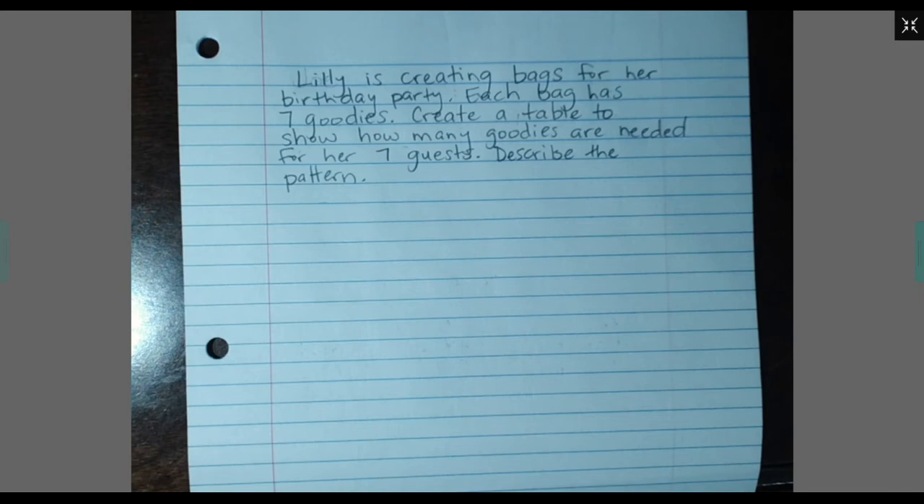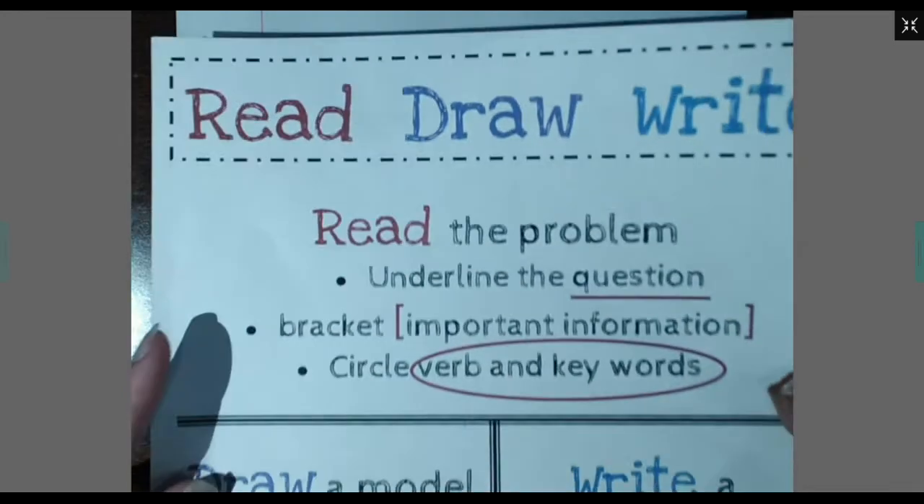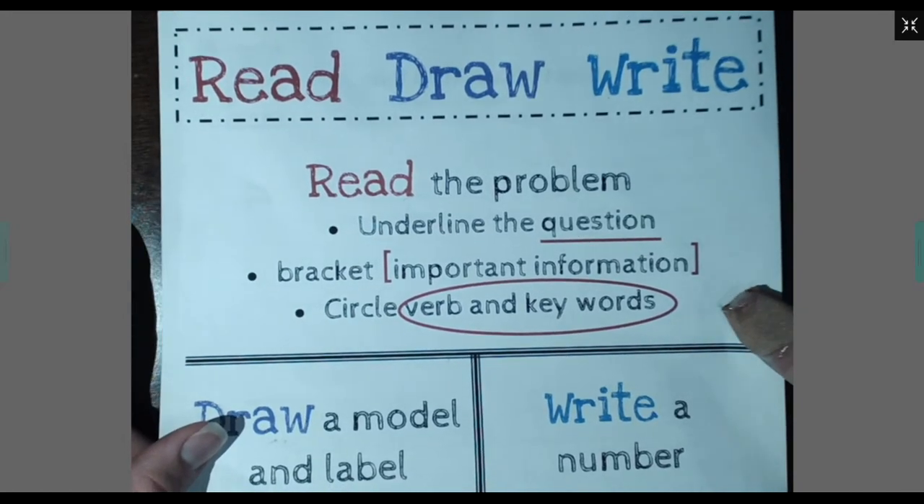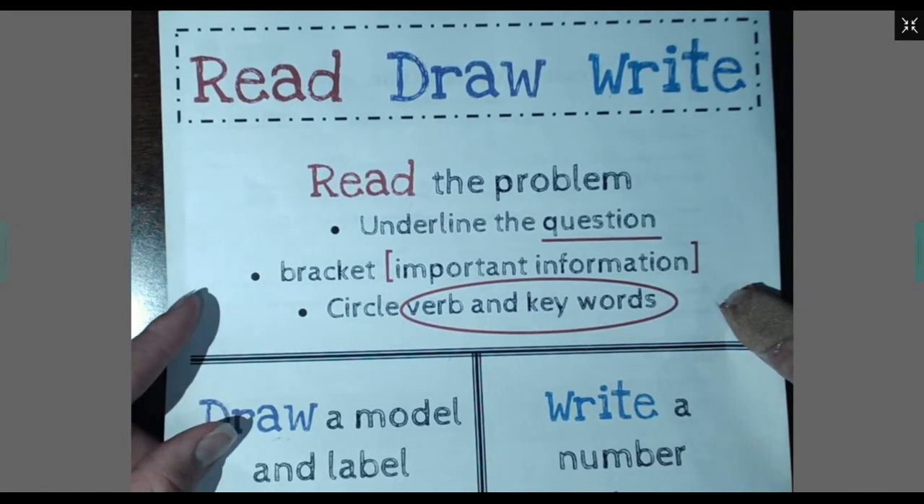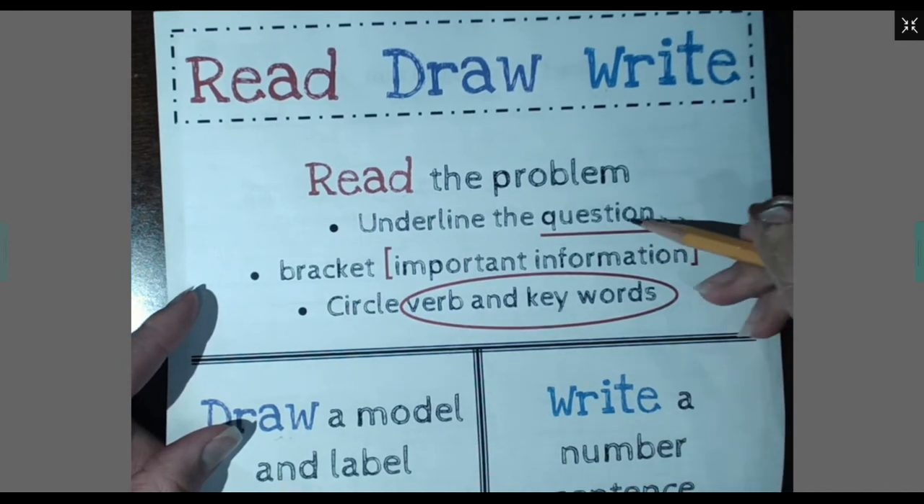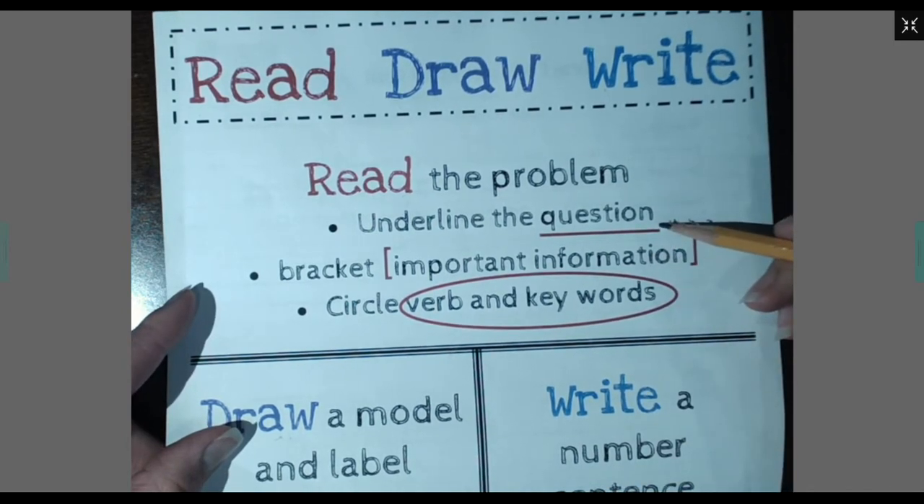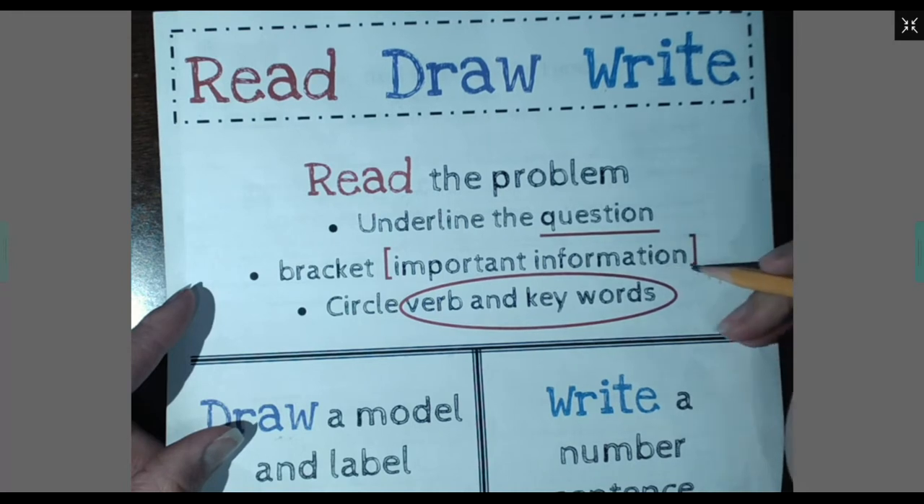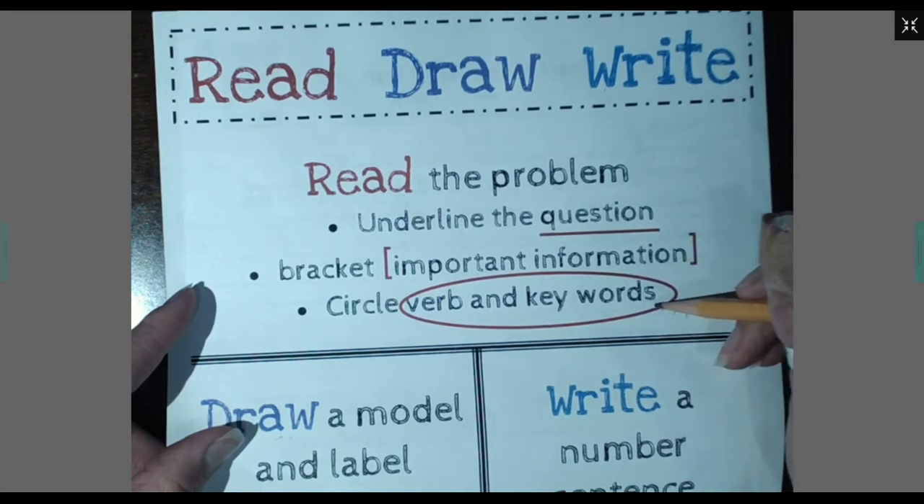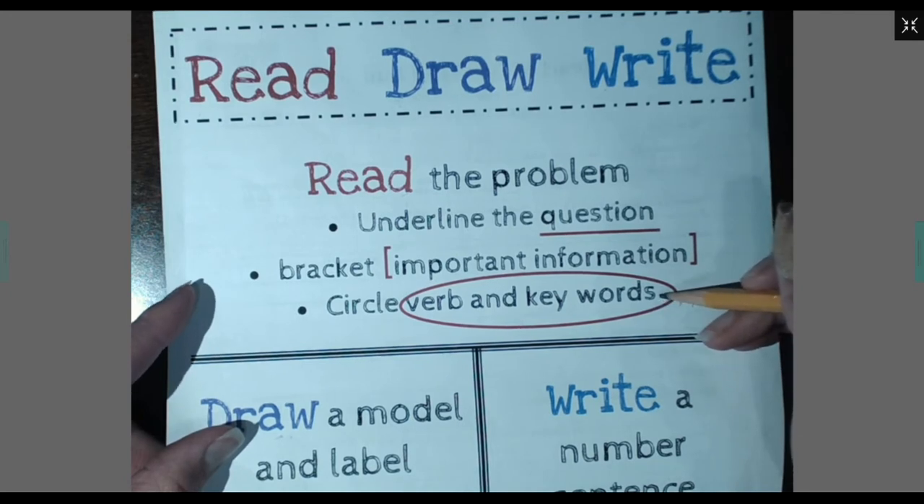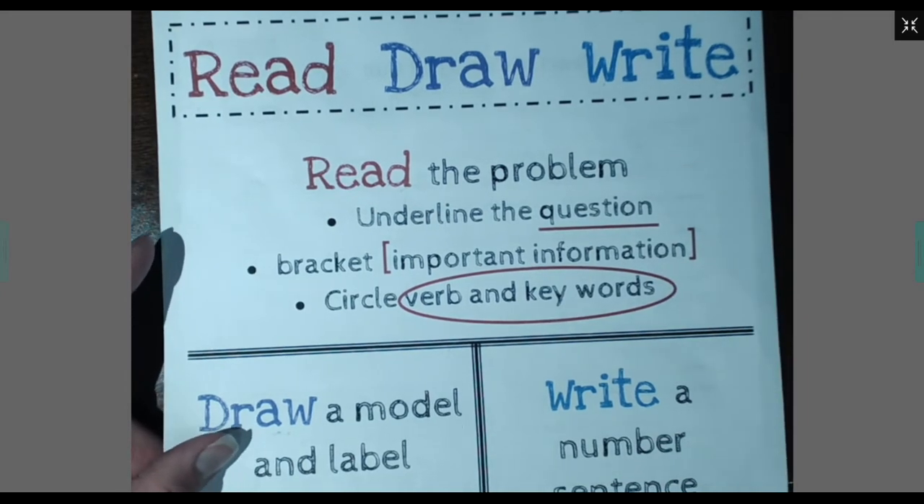All right, so today we are going to be working on problem solving and writing to explain. Now, whenever we have a word problem, we need to keep in mind that we are going to use that RDW process, the read, draw, write process. First, when we read the problem, we are going to be also doing these three things. We are going to be underlining the question, bracket the important information, and circle the verb and key words. Meanwhile, we will always go back and reread when we need to.